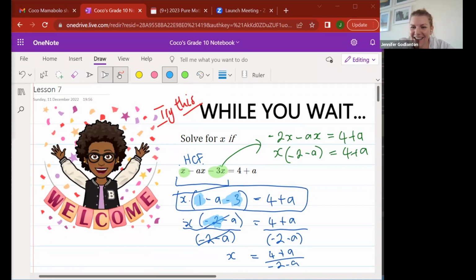Okay, guys, if you want to take a screenshot, take a screenshot. This is just a quick recap of your last lesson. We are going to jump into exponents from here.